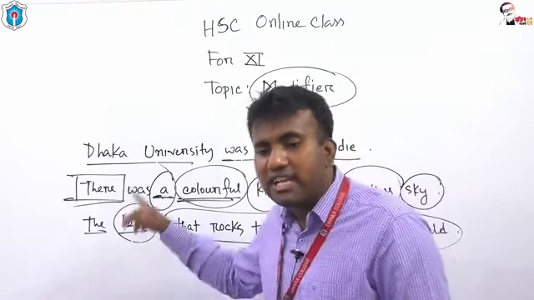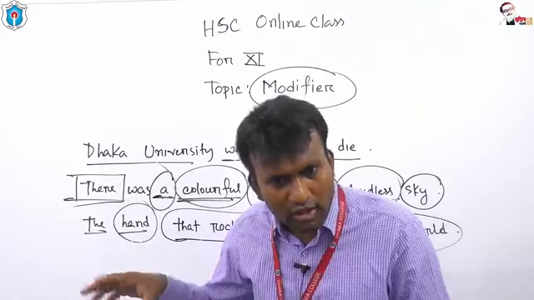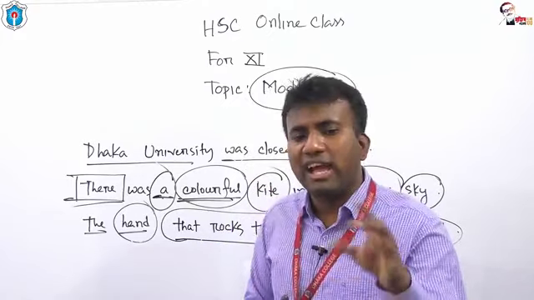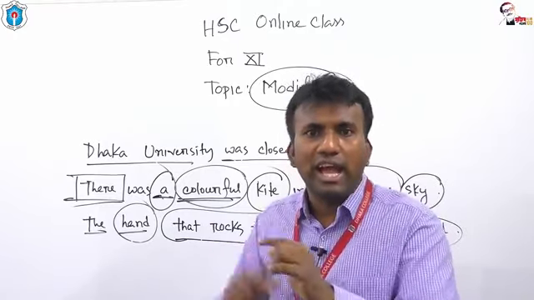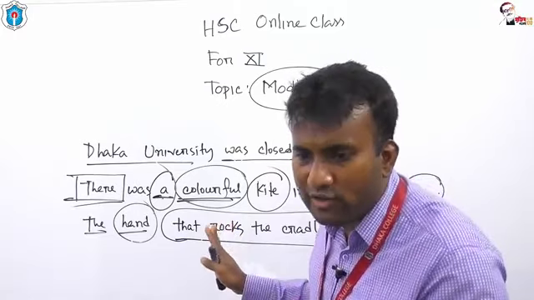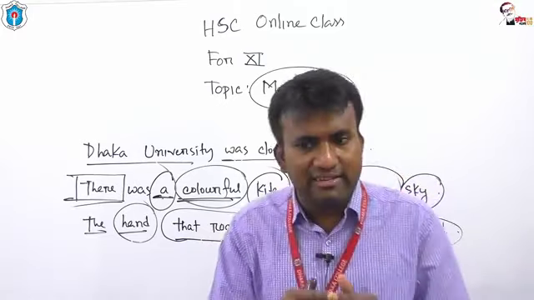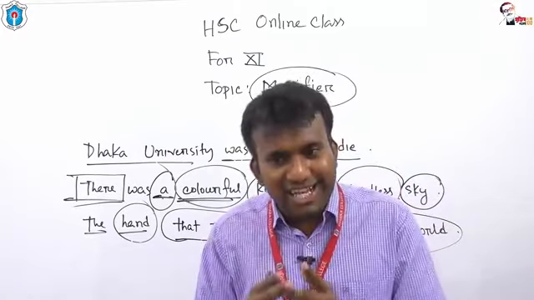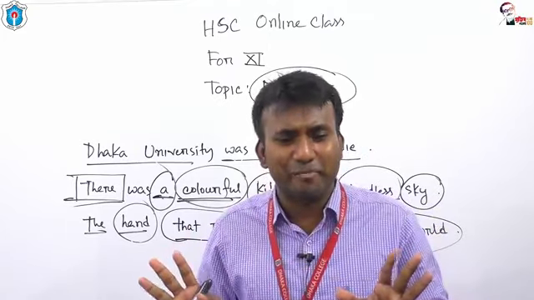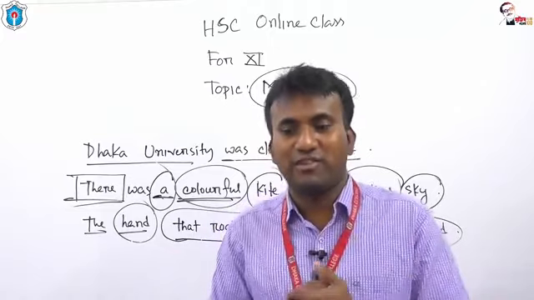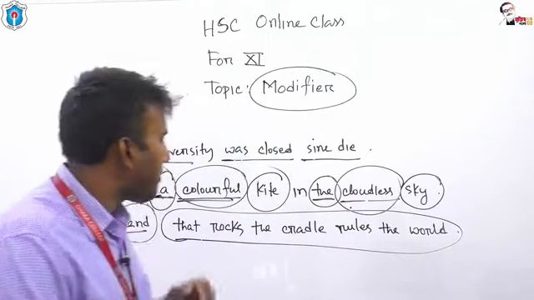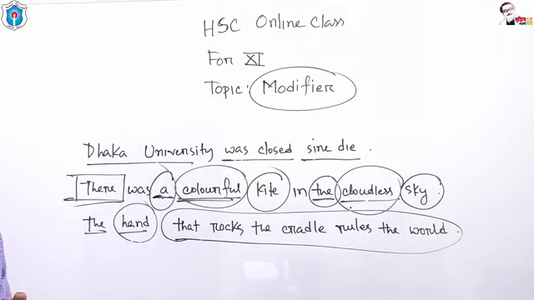As hand is a noun, I'm going to repeat. Hand is a noun, and this noun is being modified by a clause. That's why I can say this is an adjective clause. Don't say adverbial clause. This is an adjective clause. Okay? Is it clear to you, my dear students?